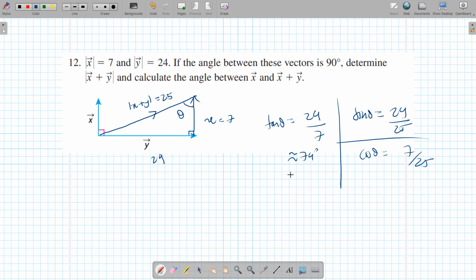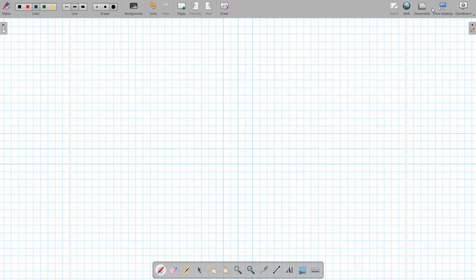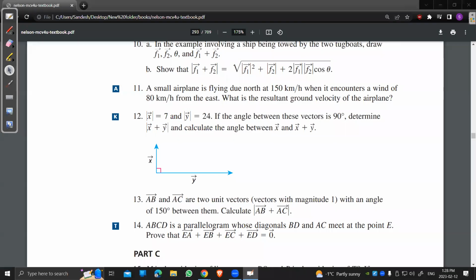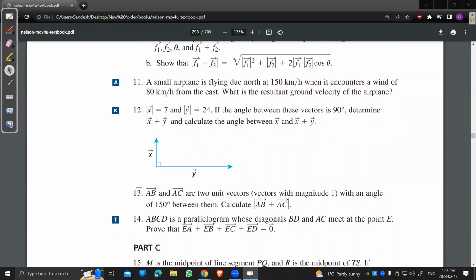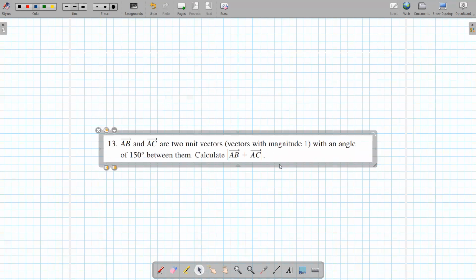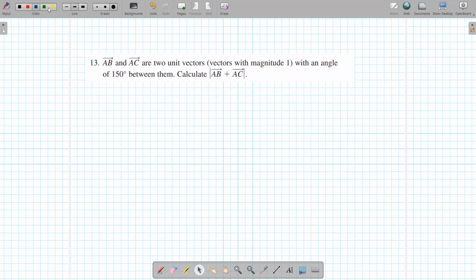Okay? Is this difficult? No. This is basically just SOHCAHTOA and Pythagoras theorem. The only added thing is the element of vectors. The next one is not going to be as easy, but it's the same idea.